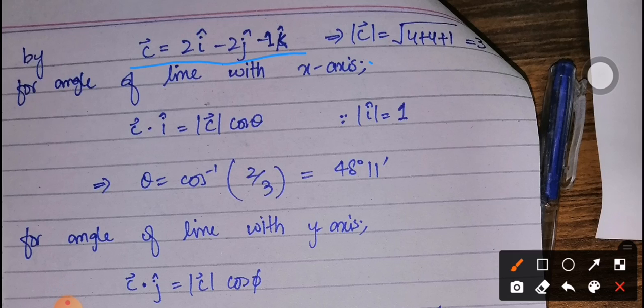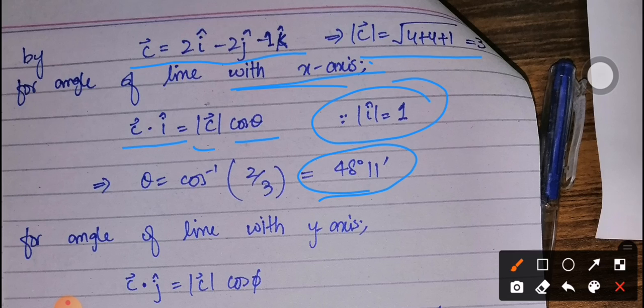So we will find out its magnitude, which is going to be 3. And now for the angle of this vector with the x-axis, we will take the dot product with the unit vector i, because unit vector i is along the x-axis. It will be equal to the magnitude of c into 1 into cos of theta, as the magnitude of unit vector i is 1, and this is going to be the corresponding angle.